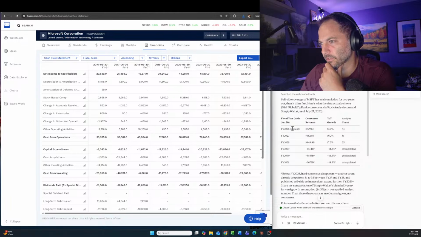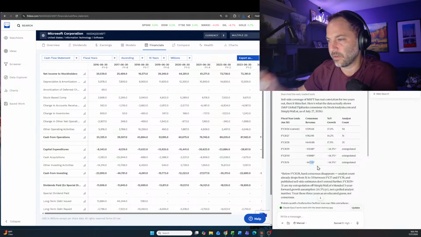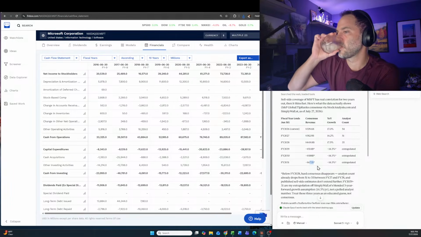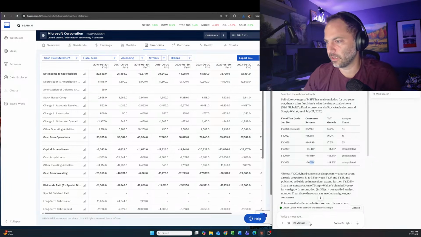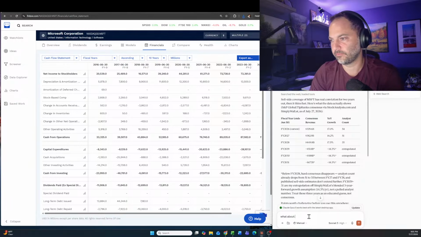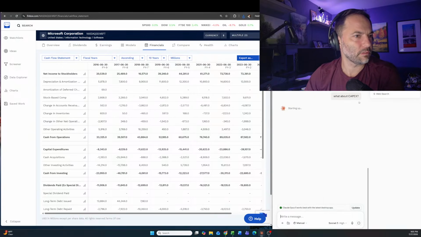Consensus revenue 2026 current 230 billion. Next year 230 billion, 380, 450, and then maybe 670 billion of revenue in 2031. All right, so that'll give us kind of a benchmark. What about CapEx? Let Claude do its thing.